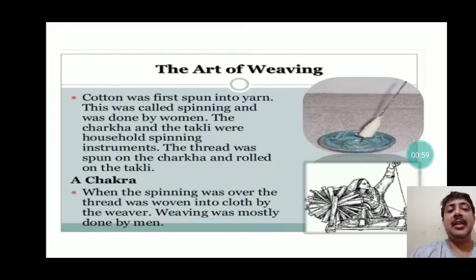We can easily understand, like the example given here, that cotton was first spun into yarn. This was called the spinning process, and this was mainly done by women. The charkha and the takli were household spinning instruments used at the time. The thread was spun on the charkha and then rolled on the takli. Here you can see how the charkha was used to spin the thread. And weaving was mostly done by men. So two important processes were involved in the production of cotton textile. One was spinning, the other was weaving.